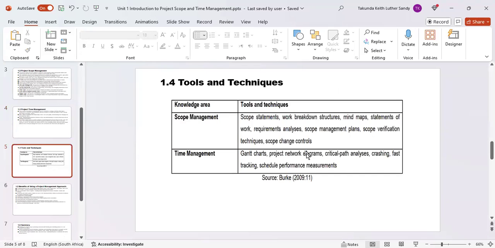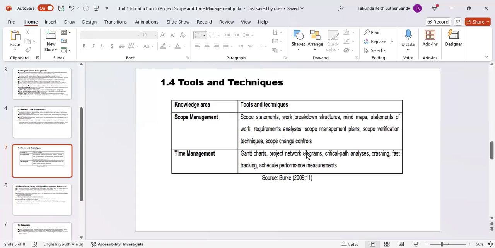Then you look at the tools and techniques that you can use in project time management and project scope management. So we have our knowledge areas, which is the scope management first. The tools and techniques that can be used there: we have scope statements, we have work breakdown structures, we have scope verification techniques, scope change controls, requirements analysis. All of them, I think we will look at them as we go deeper, maybe when we get to the last units. That's where we'll look at them in detail.